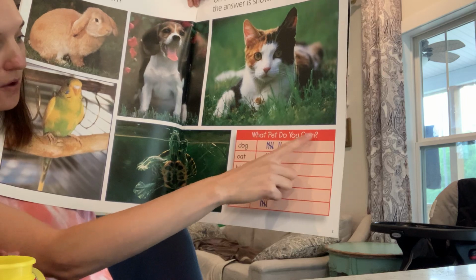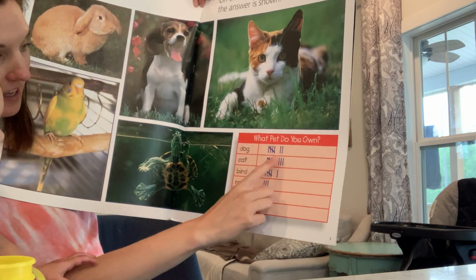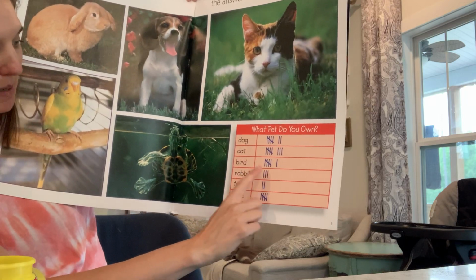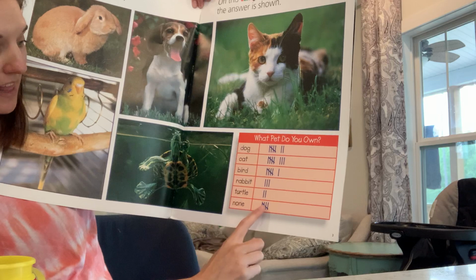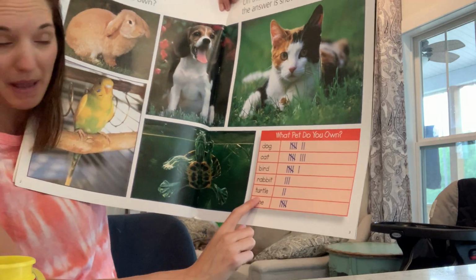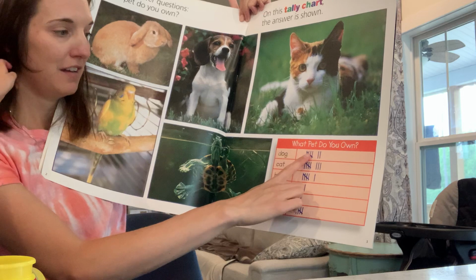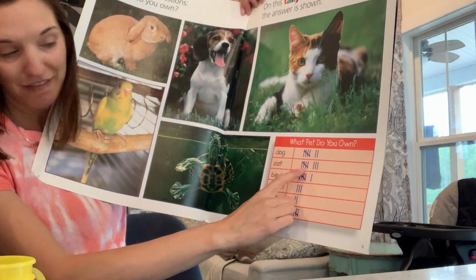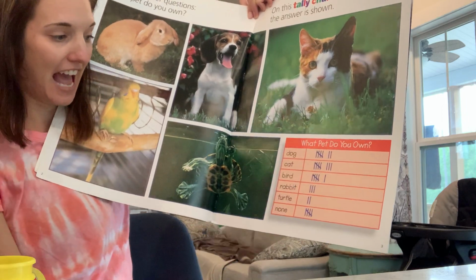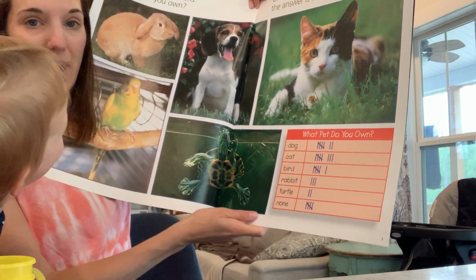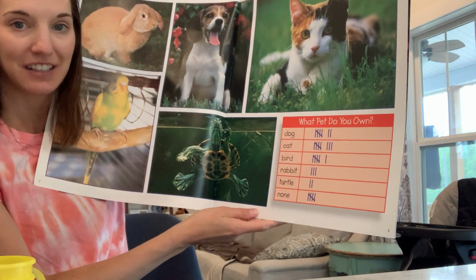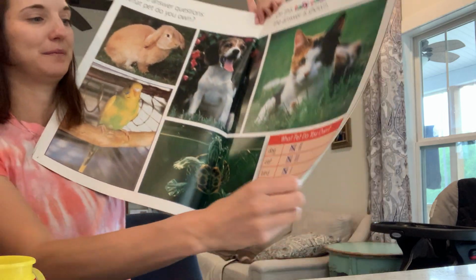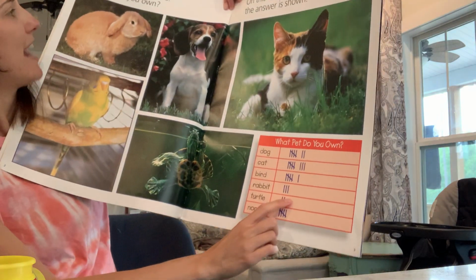What pet do you own? These people own a dog. These people own a cat. These people own a bird. These people own a rabbit. They own a turtle, and they own none, which means they don't have any pets. So if you count them, 5, 6, 7 people have a dog. 5, 6, 7, 8 people have a cat. How many people have a turtle? Maybe that's you. That's right, 2 people own a turtle. This is called a tally chart.